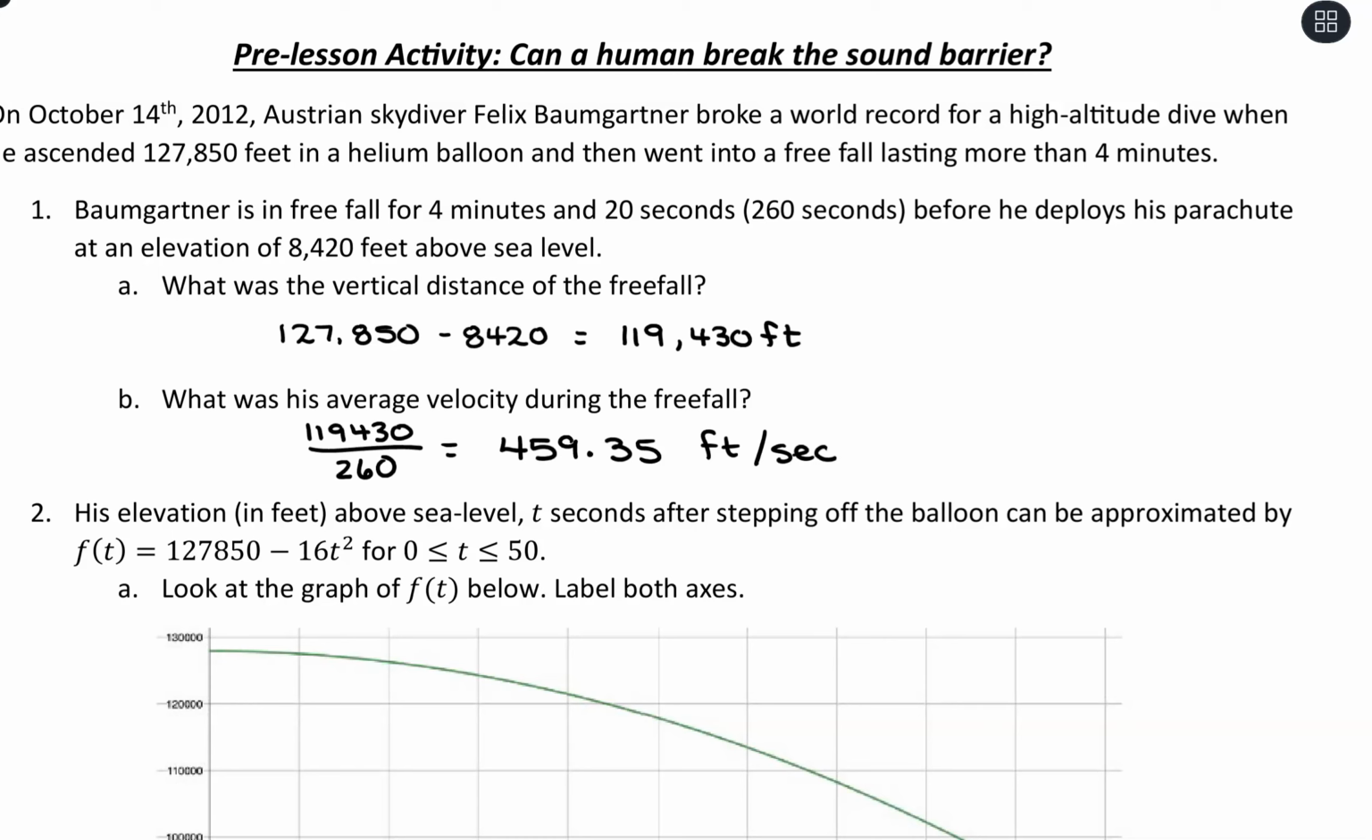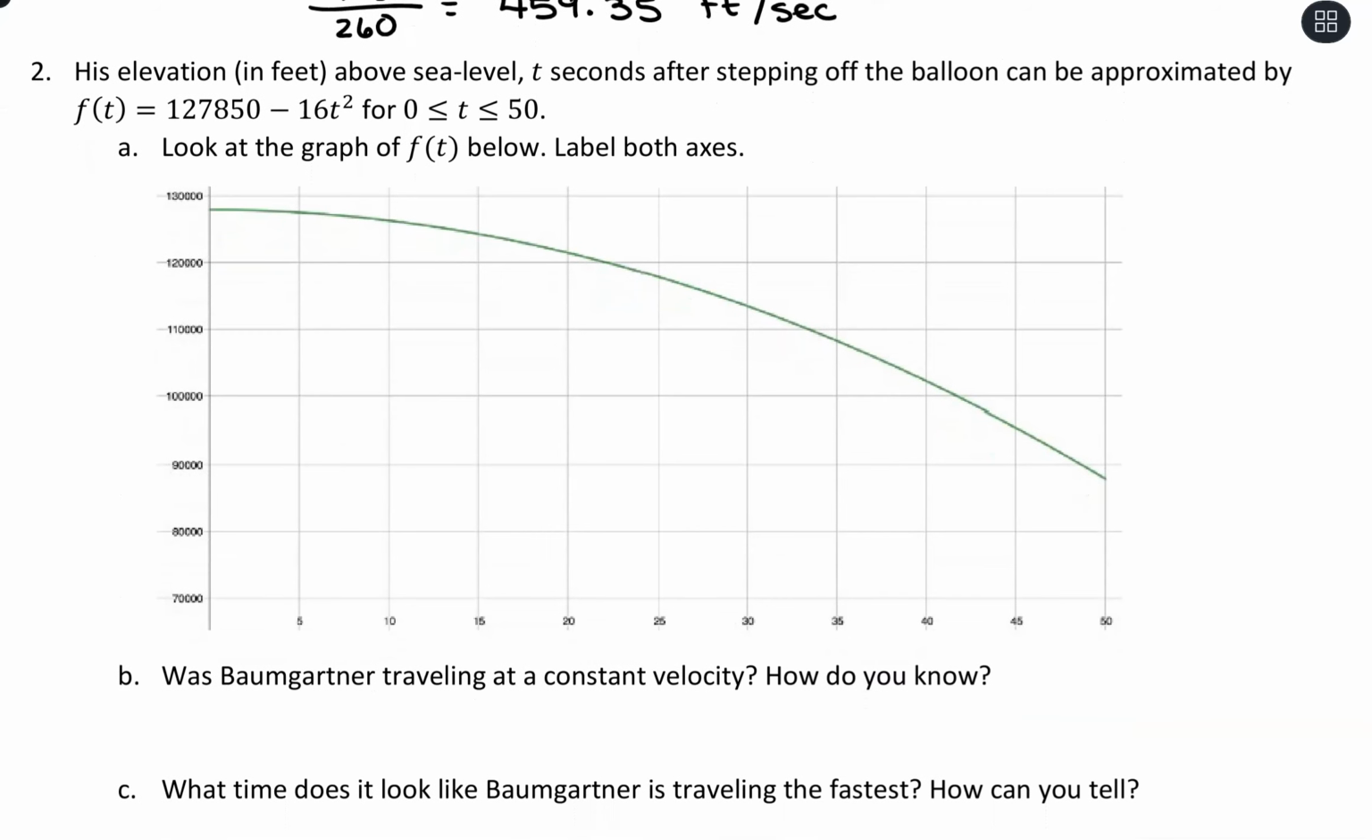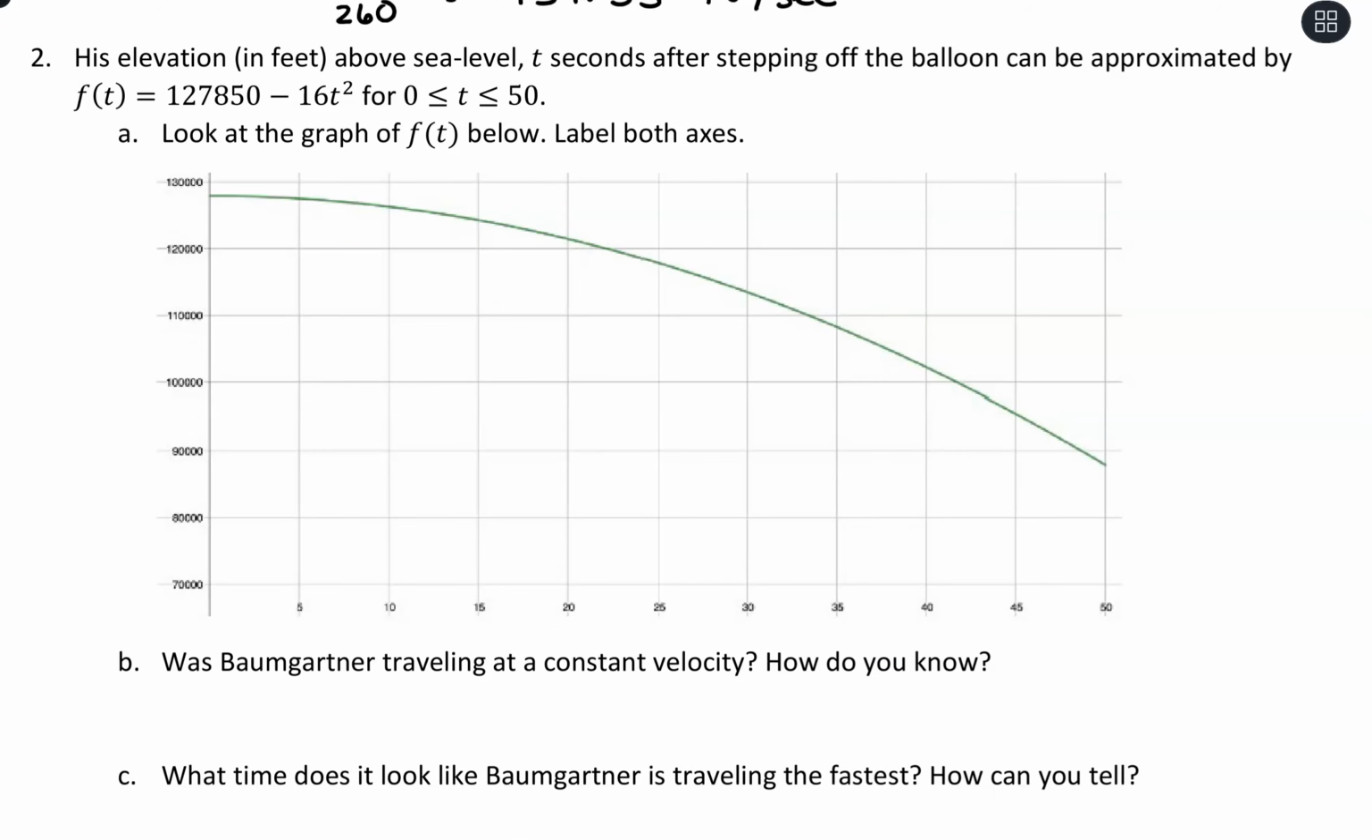All right, so let's take a look at the graph, and what we're going to have here is a function that models his free fall from 0 to 50 seconds. You can see we have our function listed up above here, and we're just going to keep in mind we're only looking at this from 0 to 50 seconds, the idea being that the trend kind of changes after that amount. So, was Baumgartner traveling at a constant velocity?